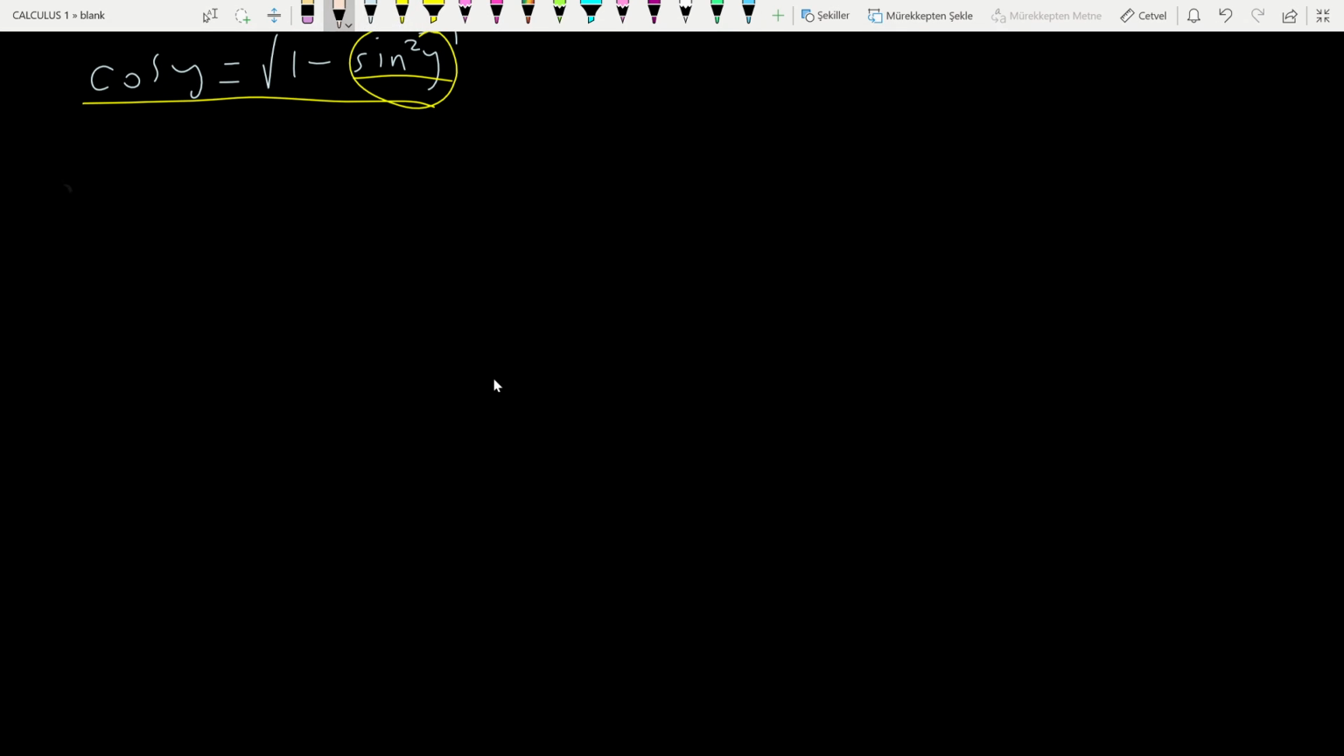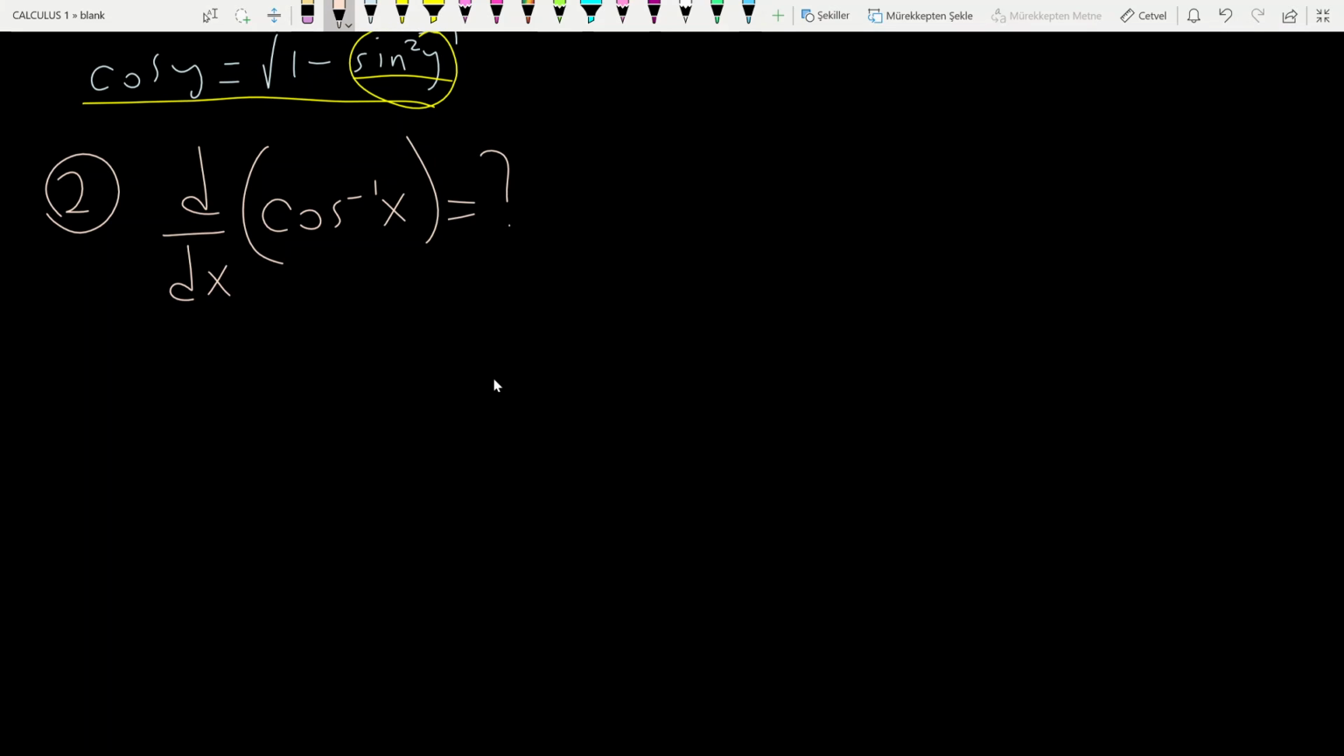The next one is the derivative of arccosine, d/dx of arccosine or cosine inverse x. What is this? We actually use the same idea. Let's first give a name to the inverse trigonometric function. Let's say y is equal to cosine inverse x. Apply cosine to each side of the equality. Then you get cosine y is equal to x.